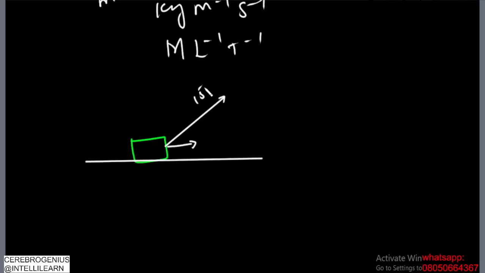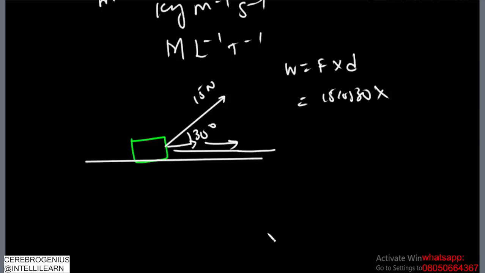So this force is 15 Newton and the angle is 30 degrees. If the car is moving along this direction, then the work done is the force multiplied by the displacement. We need the force in this direction, so that will be the horizontal component of this force. So that's going to be 15 cos 30 multiplied by the distance.